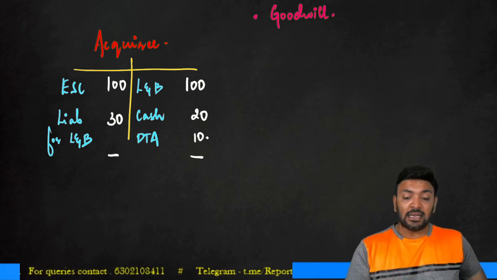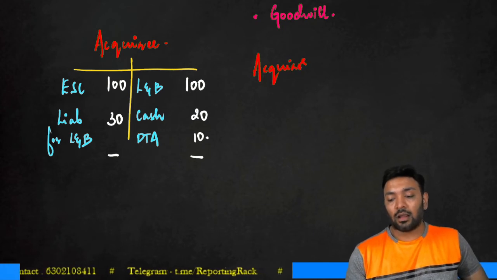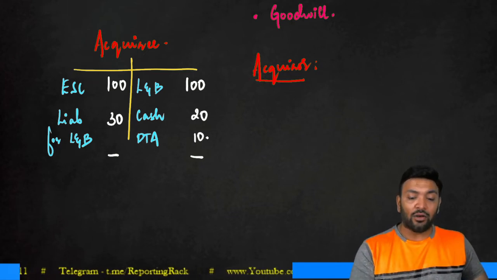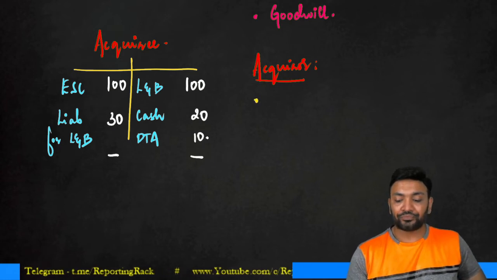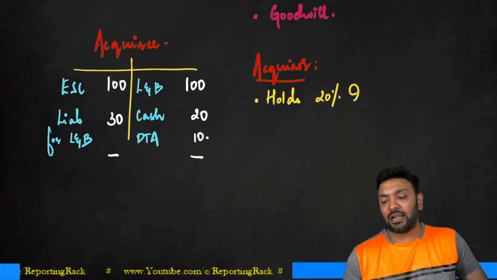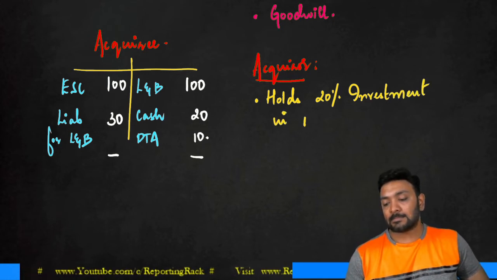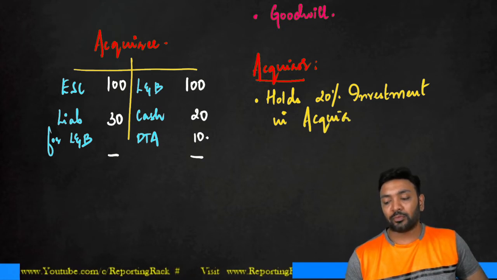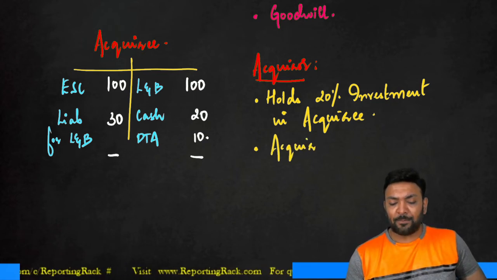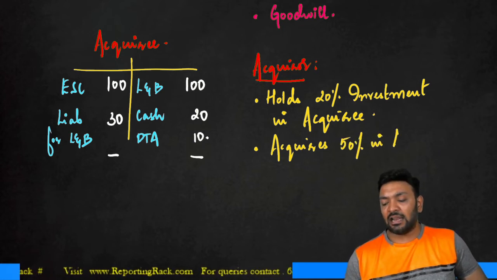In this particular case, let's say the acquirer is already holding investments in the acquiree. To what extent? Holds 20% investment in the acquiree. Now acquires 50% in the acquiree.